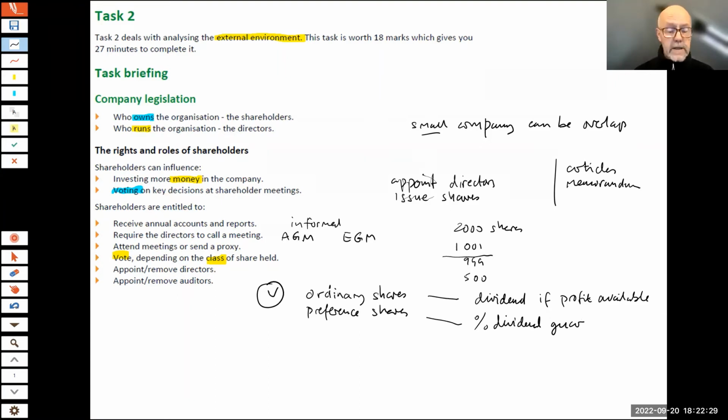Nope, that's not right, is it? I got this wrong in a crossword the other day. That was right, wasn't it?